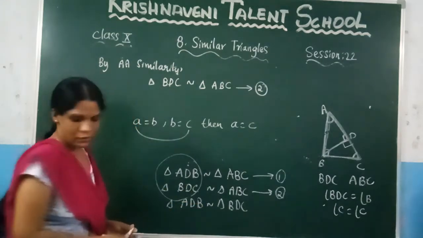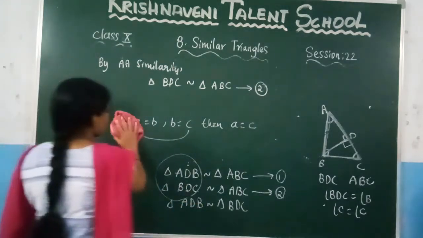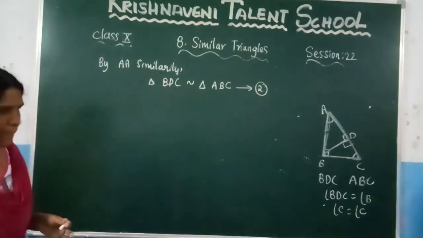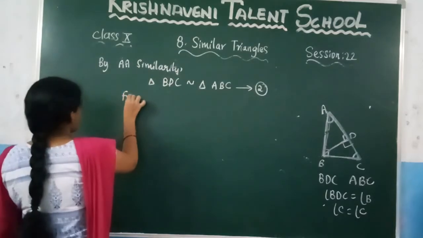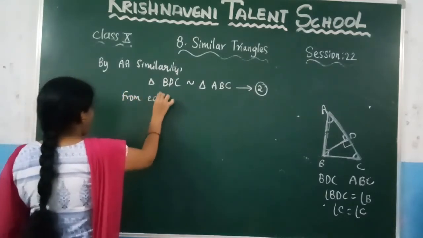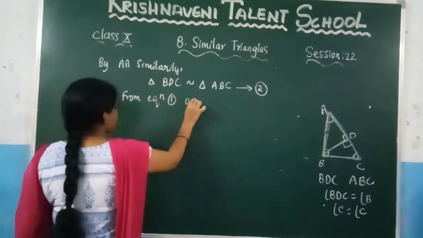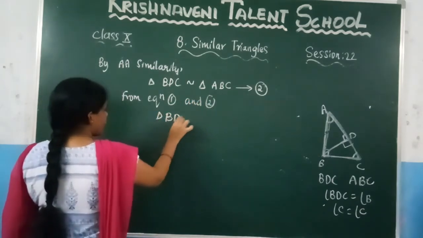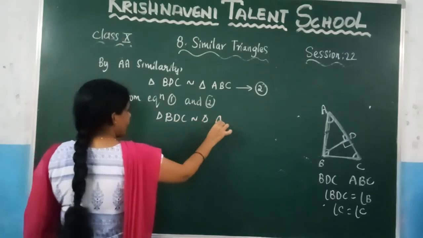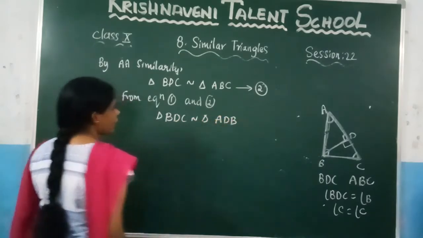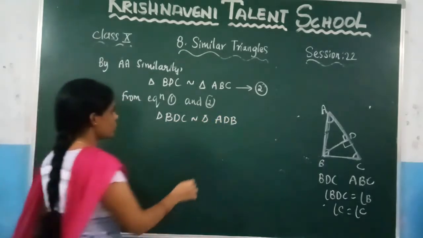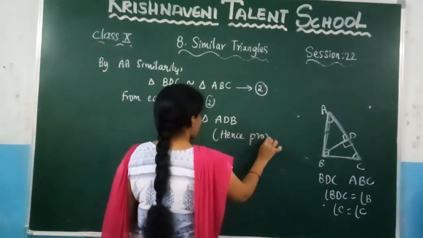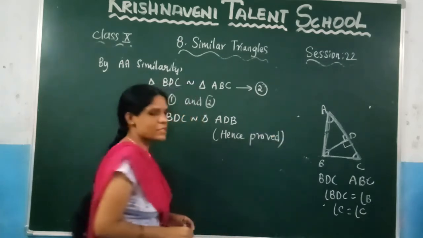So write it here. Therefore, from equations 1 and 2, triangle BDC is similar to triangle ADB. Right? This is what is hence proved. So write it here at last. Hence proved. Right? What does the theorem state?